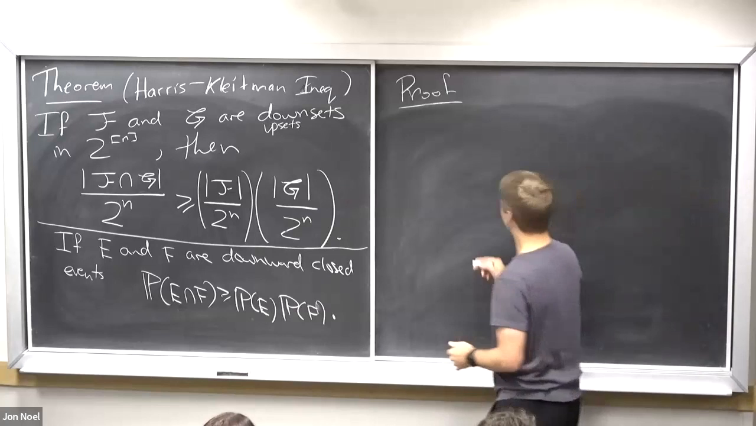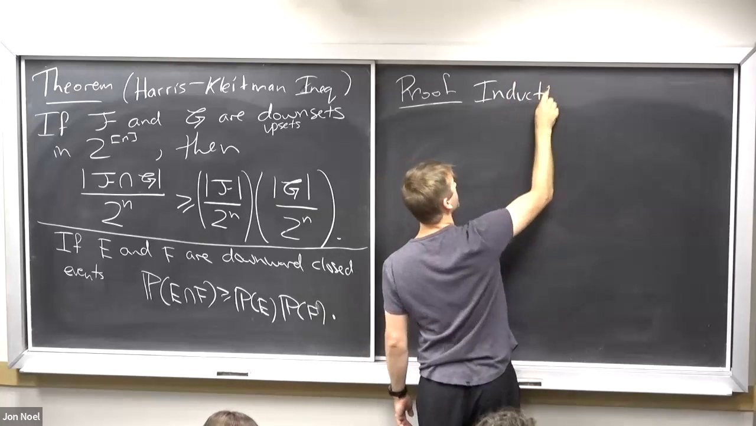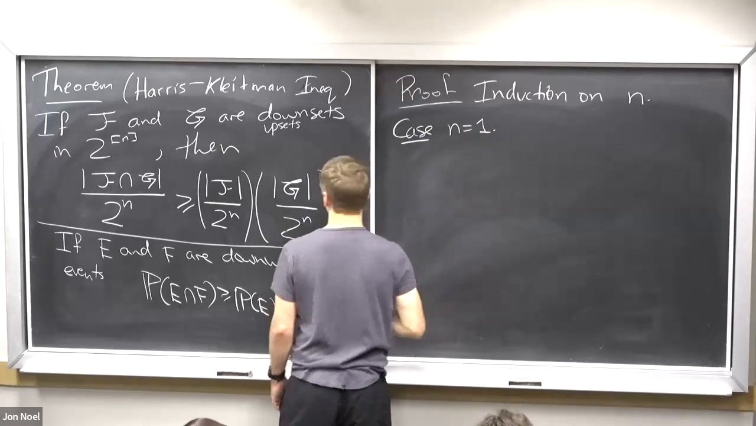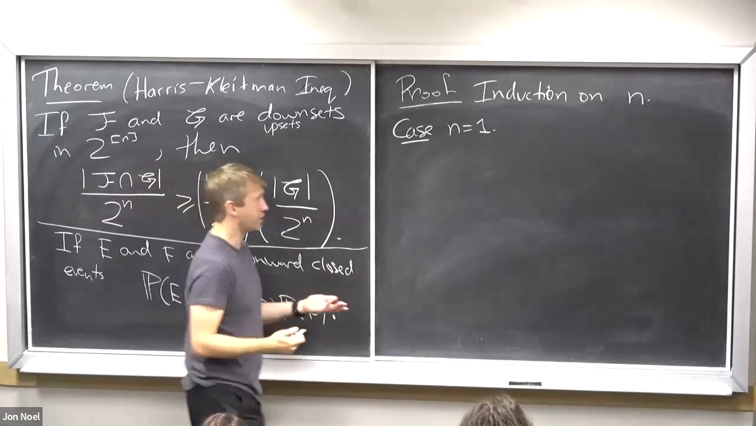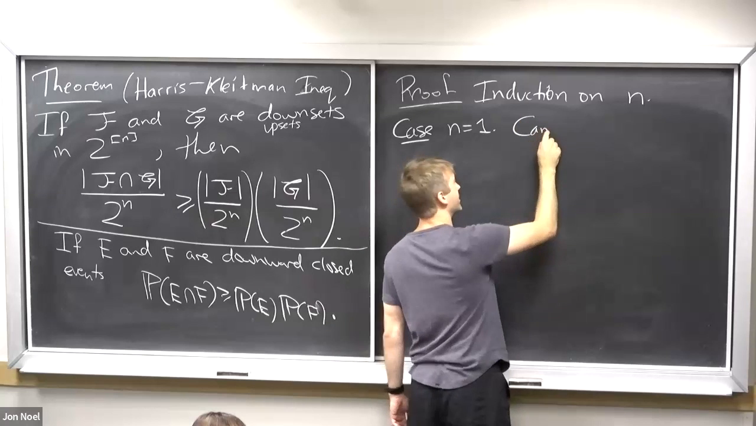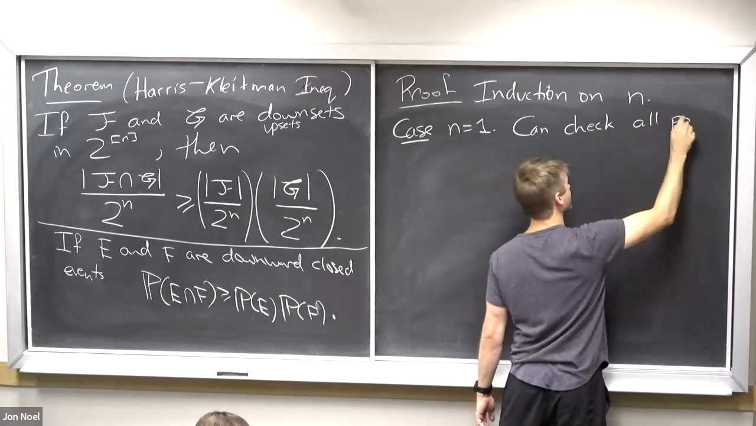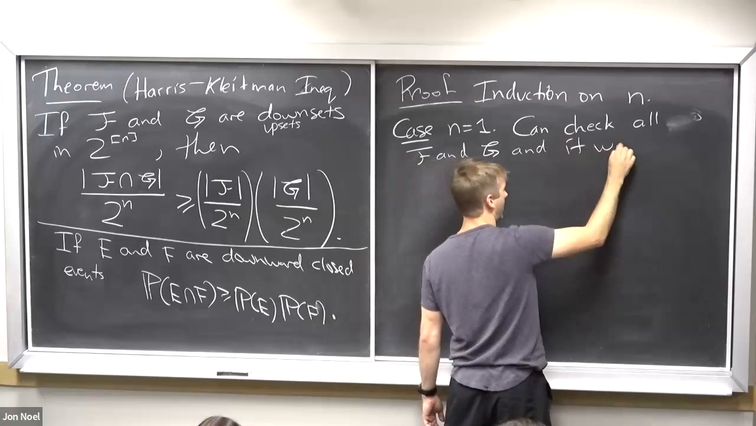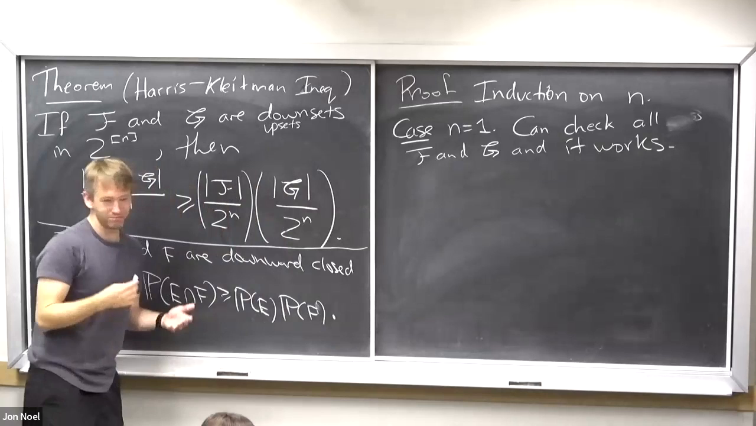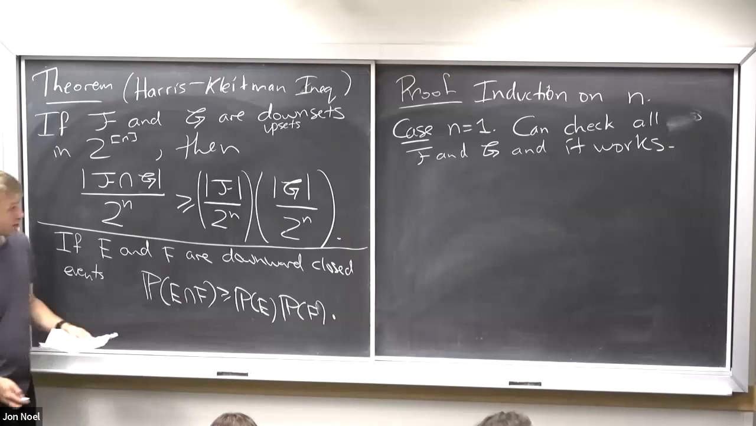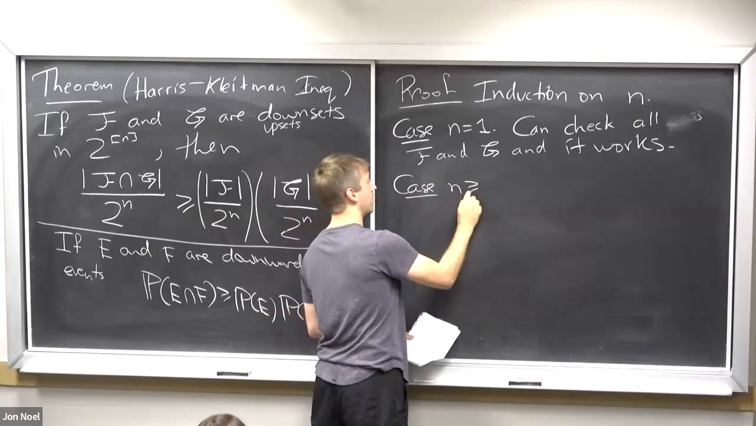Okay, so let's do it by induction on N. For N equals 1, you can just check. I mean, there aren't very many downsets for N equals 1, so you can check all possibilities, and I'll just say that the inequality is true in this case. I guess we could have maybe done N equals 0, and that's even more trivial, but anyway. Now, let's say N is at least 2.